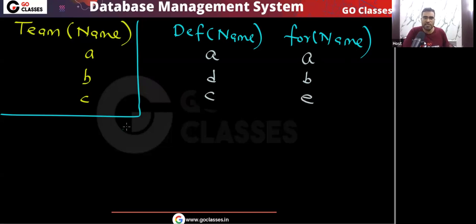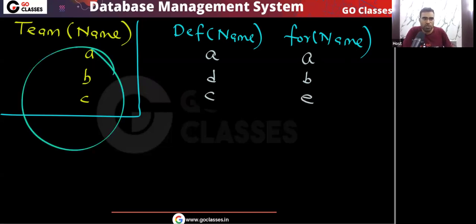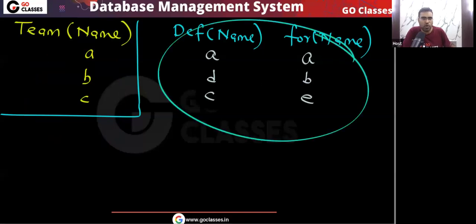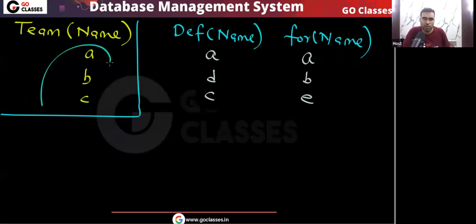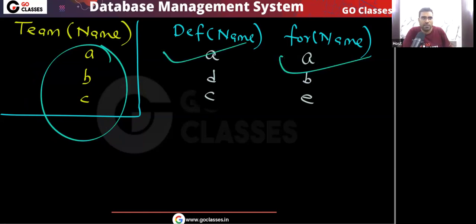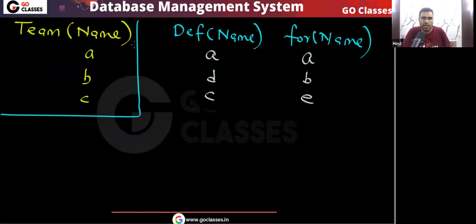Now you can easily see, tell me, is everyone who is in the team either defender or forward? Can I say that? Yes or no? Everyone who is in the team is either here or here. You can see A is in both of them, that is fine. B is here, C is here, so this is fine.